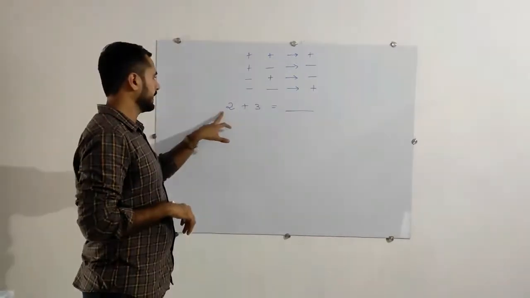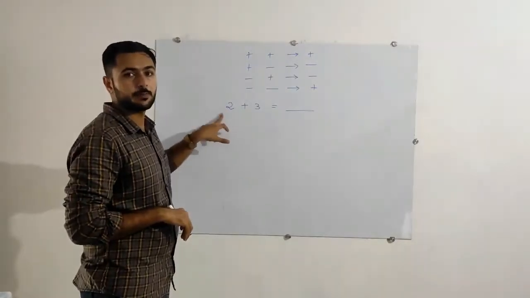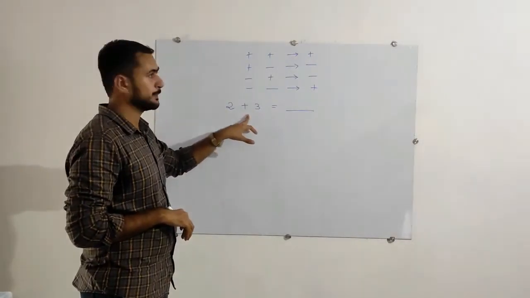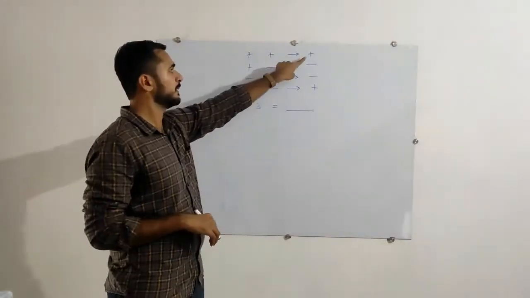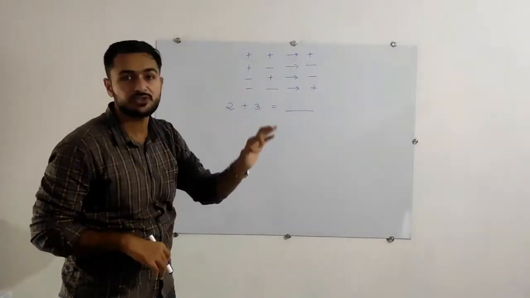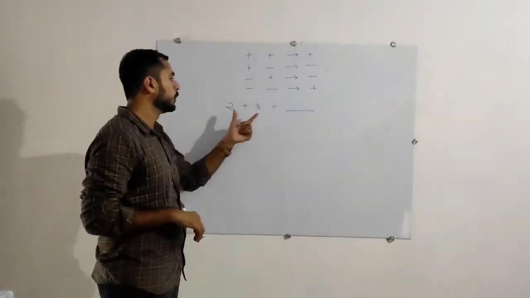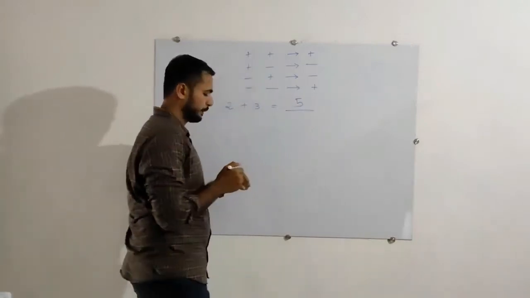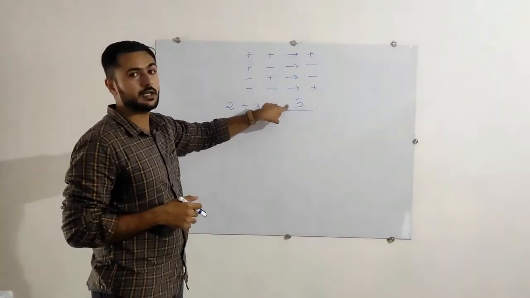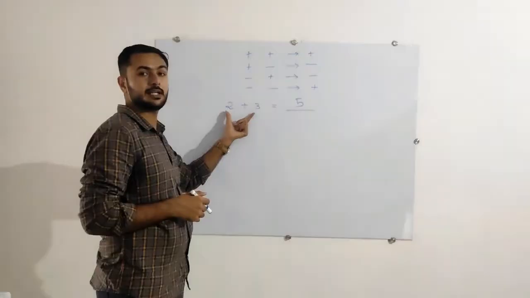Okay, here for the 2, which sign is there? Plus, as well as for 3, that is plus. It means plus plus plus. So we got the plus. It means we will do addition. It means 2 plus 3, that is 5. And remember, we will put the sign over here of the bigger number from this.